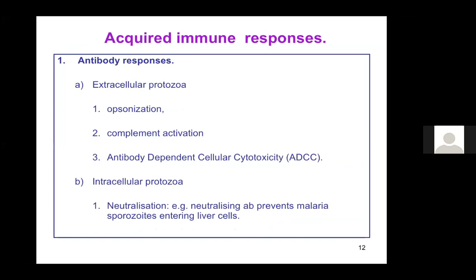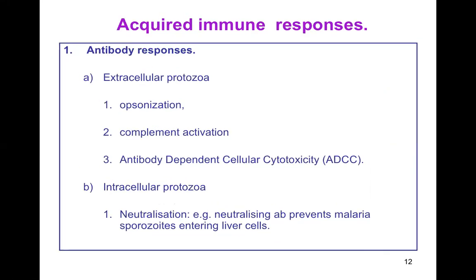Again, we have the antibody response to intracellular protozoa. We have neutralization, and this can occur when the body produces neutralizing antibodies, which prevent the sporozoites from entering the liver cells. These would be sporozoites which are produced and in circulation, targeting the liver cells. Before they enter the liver cells, the antibodies which are produced will serve as neutralizing antibodies and will prevent the entry of these sporozoites into the liver cells.